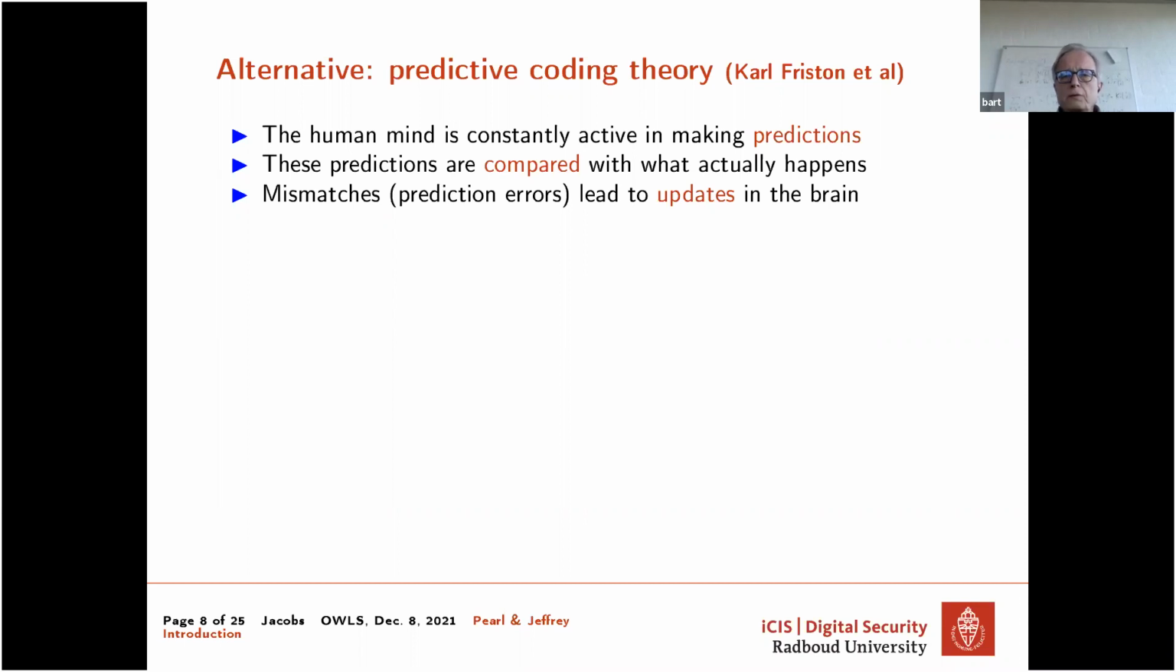So in this predictive coding theory, the way learning works is the mind is constantly making predictions. So you predict what's going to happen given your current state of knowledge. Then these predictions are compared to what actually happens in reality, and any mismatches between your predictions and what happens lead to updates in the brain.